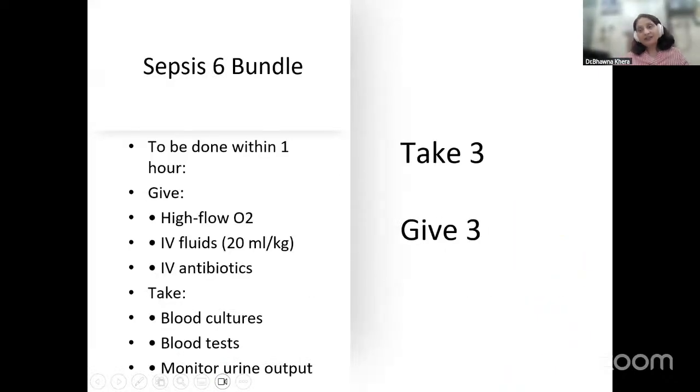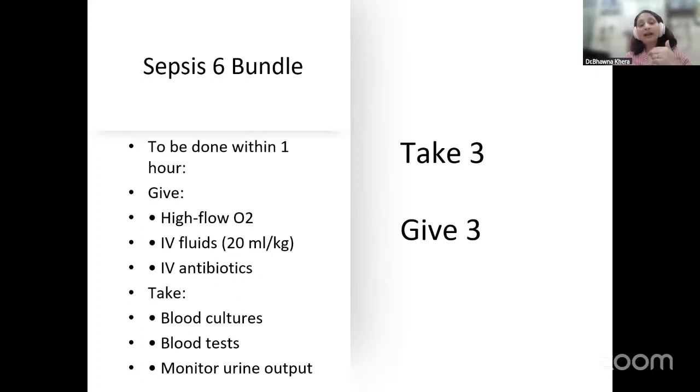This is the sepsis bundle. What I was telling you is take three and give three. Easy way of remembering this, right? Take three and give three, to be done within 1 hour. Give three things: high flow oxygen, IV fluids, remember it is 20 ml per kg, which is the dose required, and IV antibiotics.